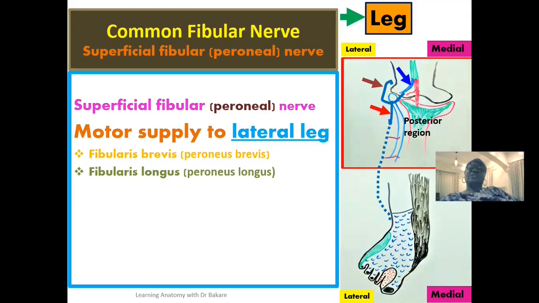We also have another innervation to the fibularis longus or the peroneus longus. And this is what is seen to also be highlighted here in red. So you see these two emergences from the superficial fibular nerve, giving off motor innervations to these two muscles. And these two muscles are located in the lateral region of the leg. This superficial fibular nerve is then seen to descend further down.